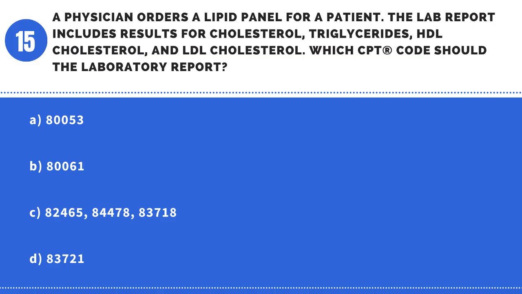Question 15. A physician orders a lipid panel for a patient. The lab report includes results for cholesterol, triglycerides, HDL cholesterol, and LDL cholesterol. Which CPT code should the laboratory report? A. 80053. B. 80061. C. 82465, 84478, 83718. D. 83721.